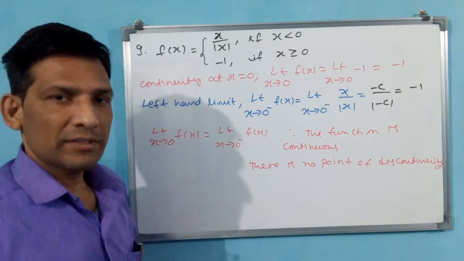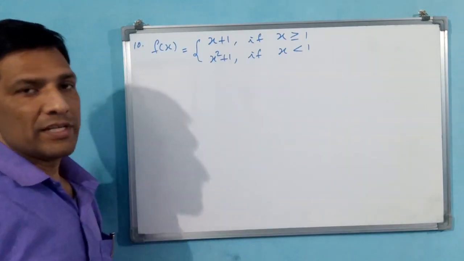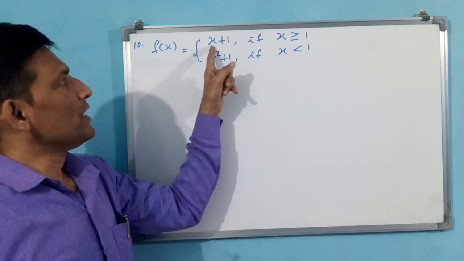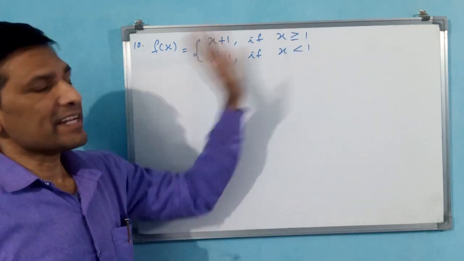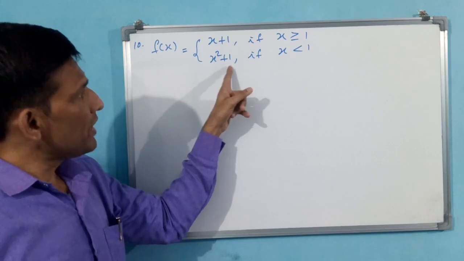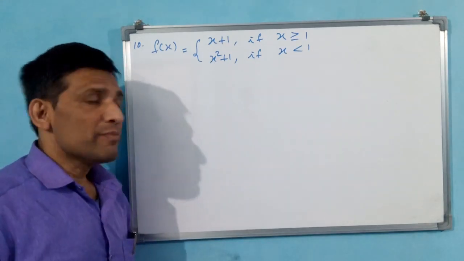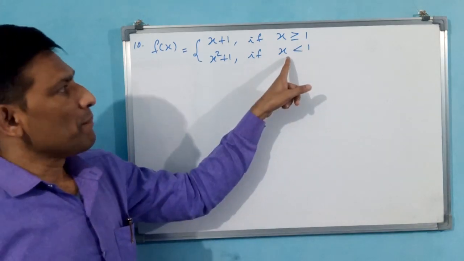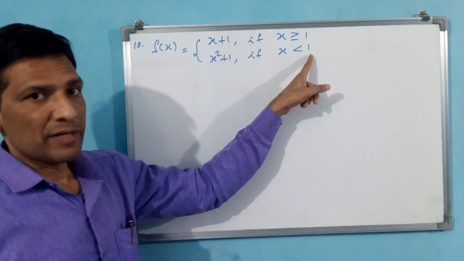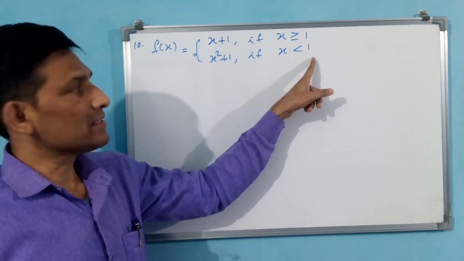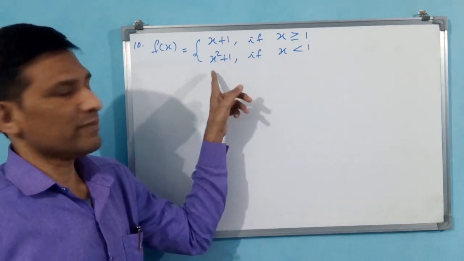Let us go for 10th question. Okay. See here this question. f of x is equal to x plus 1 if x is greater than or equal to 1, x square plus 1 if x is less than 1. Now also you tell me here minus infinity to 1. That means 1 minus. Here 1 equal to is not there. That is why you can say 1 minus. Minus infinity to 1 minus. This function is continuous.